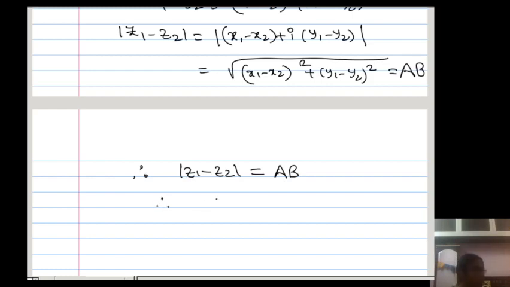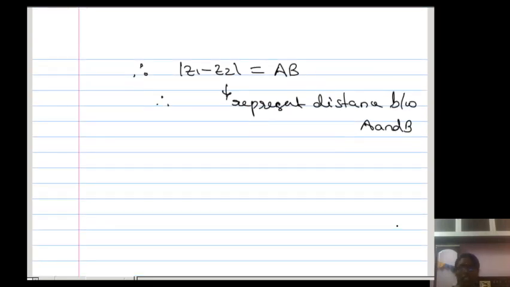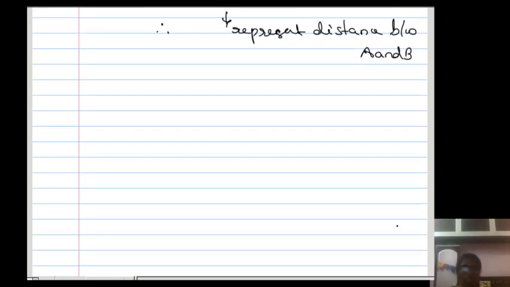So from this, mod Z1 minus Z2 represents the distance between A and B, the two complex numbers. That is, the distance between Z1 and Z2 is mod Z1 minus Z2.